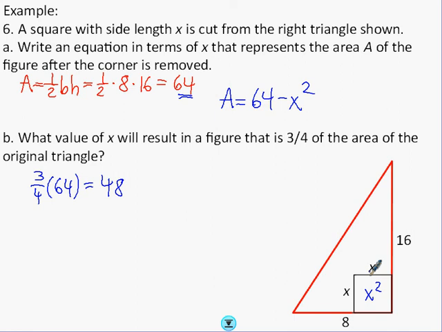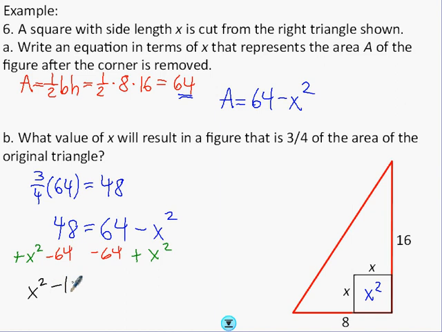We want to know how big of a square do I have to cut out to leave me with 48 square units. Well, I'm going to set our area equal to the formula we have for area. So the area we want is 48, and we'll take the original triangle, 64, and subtract x squared. So to solve this, I'm going to add x squared to both sides. I like my x squared to be positive. And then let's subtract 64 from both sides. When I do the math, that leaves me with, on the left side, x squared minus 16 equals 0.